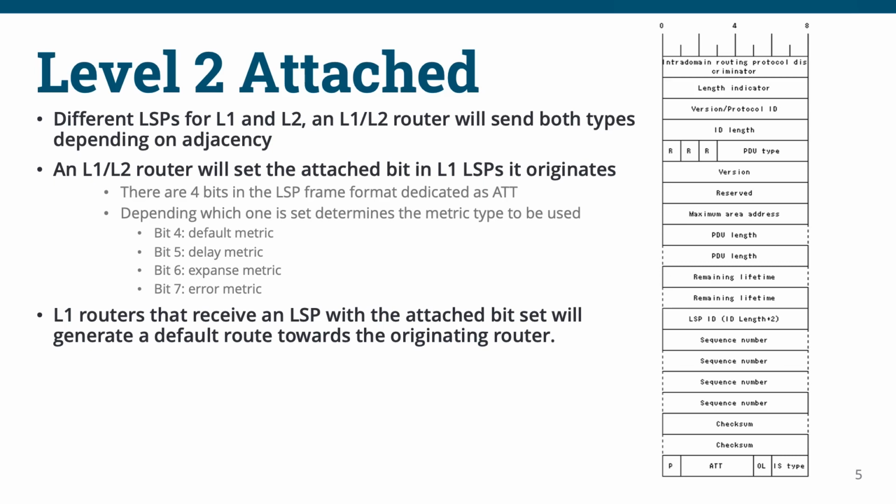This is an important differentiation between ISIS and OSPF, where each ISIS router will generate its own default route towards the nearest Level 2 attached router. Finally, let's take a closer look at LSP flooding behaviors across areas in the next slide.